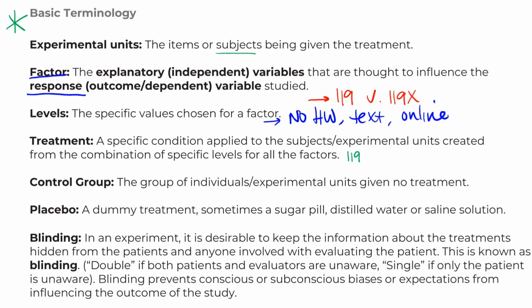So it will be taking 119 plus no homework. That could be something someone is assigned to. But you could also have somebody who's assigned to 119X plus no homework, because maybe it makes a difference. If you're in the supported class, maybe homework isn't as meaningful. But if you're in the standalone, maybe you need that homework. And so we'd have all the different combinations of this.